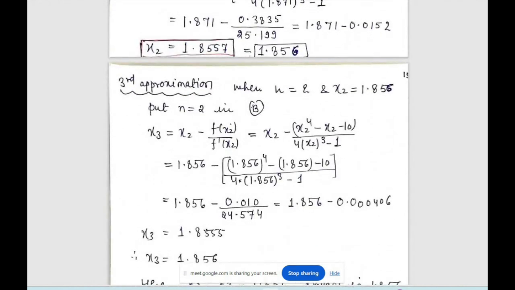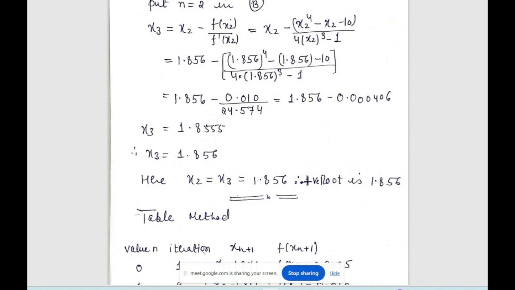In the third approximation, when n equals 2 and x2 equals, you have to take 1.8556 if I'm truncating it. Put n equals 2 in the NR equation again, so you will get x3. Substitute all the values here, x2, f of x2, f dash x2, which you have to find. So you will get x3 equals 1.8556. Now you can check both x2 and x3 are almost the same, 1.856.